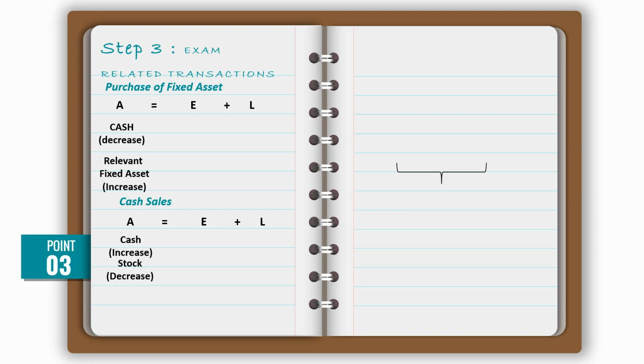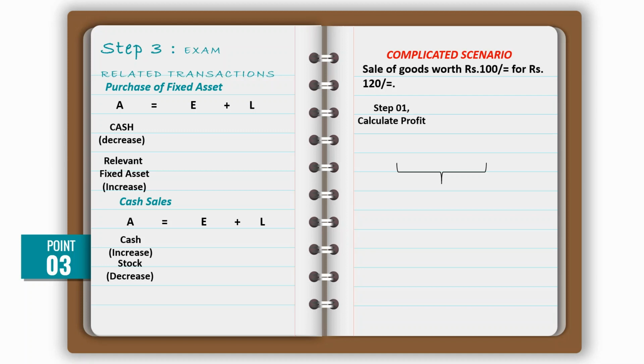Next, we'll learn the complicated scenario that will be tested in your exams. Example, sale of goods worth rupees 100 for rupees 120. In this case, this transaction has to go through two steps in order to be indicated in an accounting equation. Step 1, we have to calculate the profit. That is income minus expense. 120 minus 100, that is profit is 20.